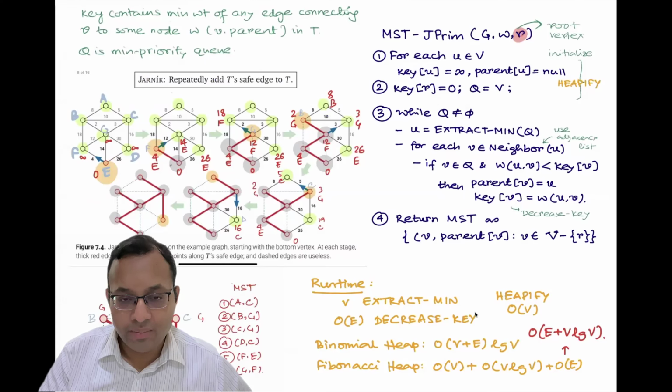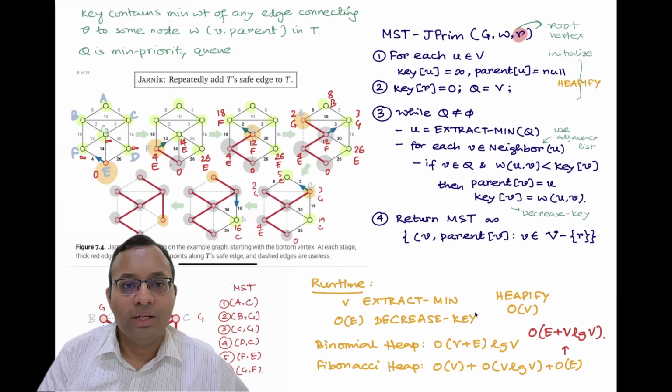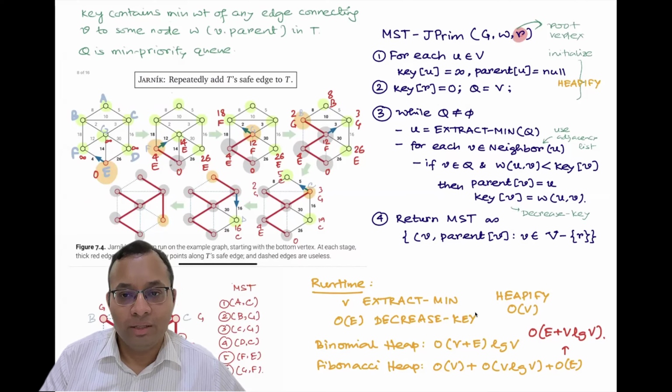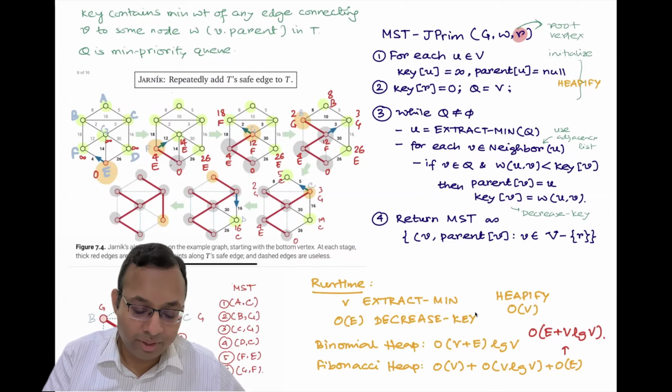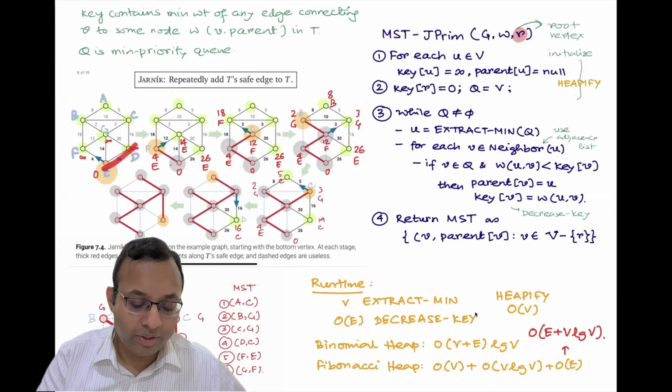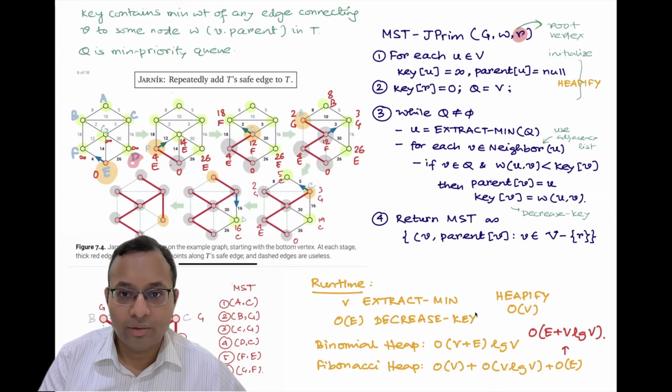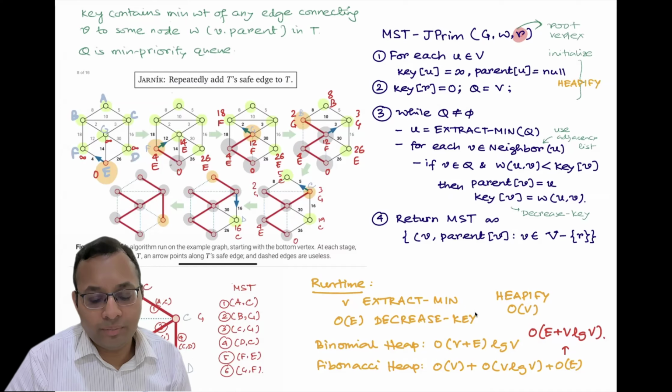Now we'll define key and parent, two attributes for each vertex. Key will contain the minimum weight of any edge connecting that vertex to some node in the tree. And the node connecting this vertex with the tree is called the parent node. For example, let's say we have some vertex D, and this is the cheapest edge connecting D with E. Then E is the parent, and the key of D will be 26. We'll see more details of how it works.